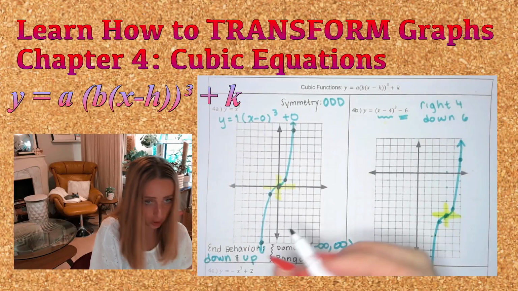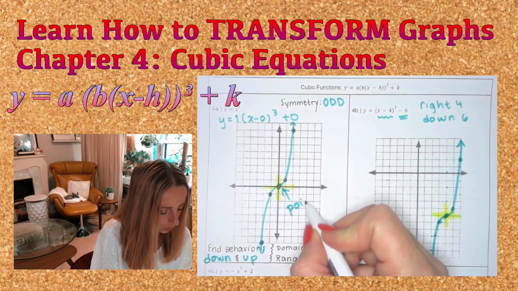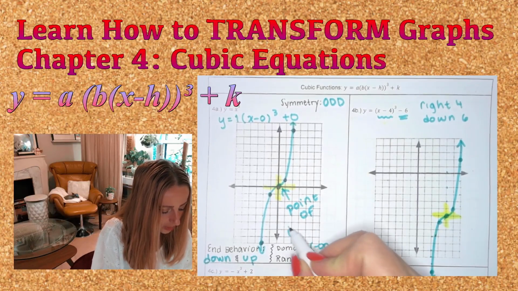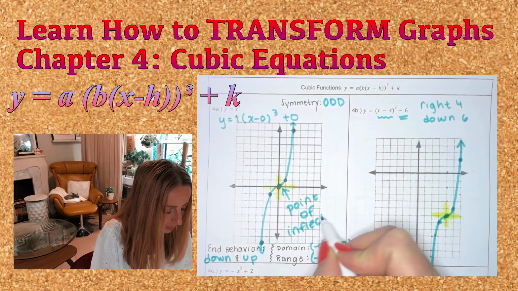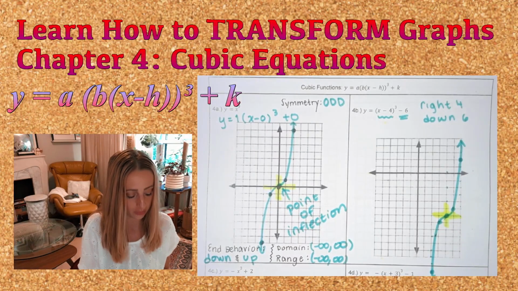Some vocab for us, actually. I wouldn't call this point a vertex. I would call this one a point of inflection. A point of inflection is a point where your concavity switches from either concave down to concave up, or reversed, concave up to concave down.